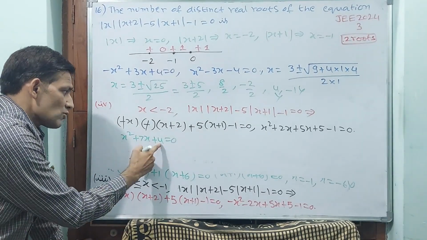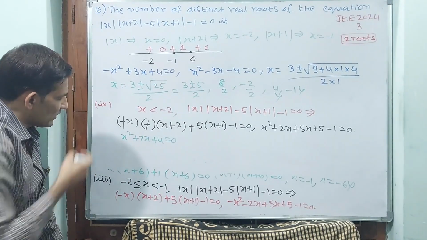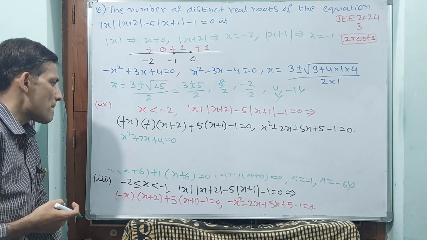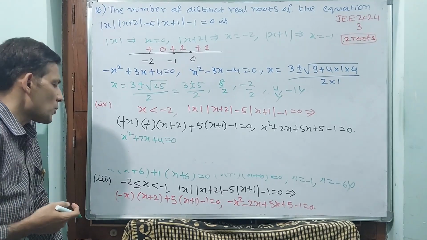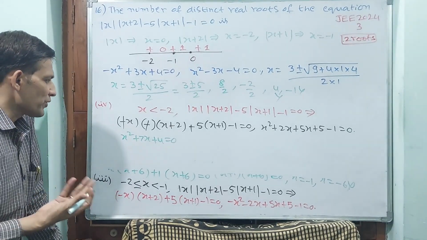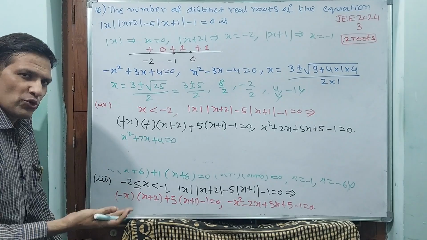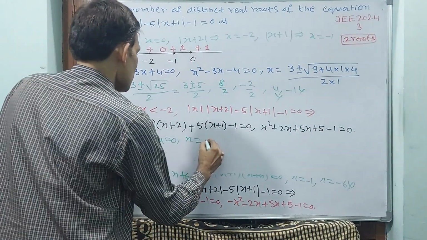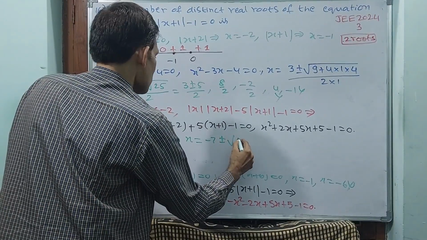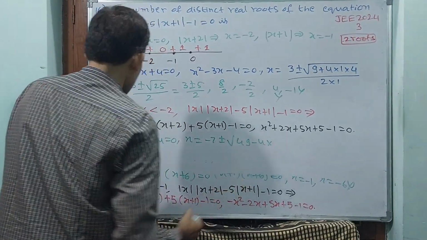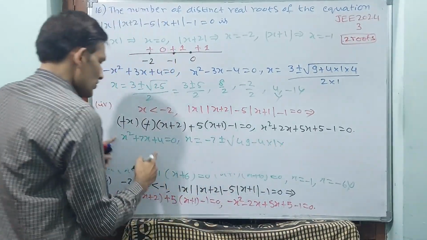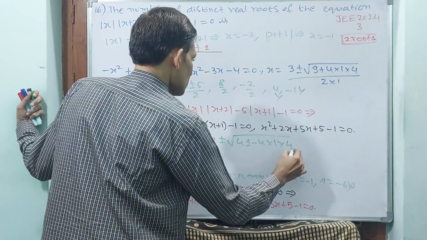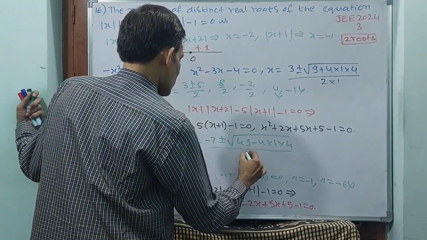Now you see, 1 should come, 4 should come and 7 should come. Can it come 2 into 2? No. 4 into 1 is not going to become 7. 2 into 2 is not going to become 7. That means we go for x equal to minus b plus or minus square root of b square, 49, minus 4 into a, a is 1, into c is plus 4, by 2a, 2 into 1.